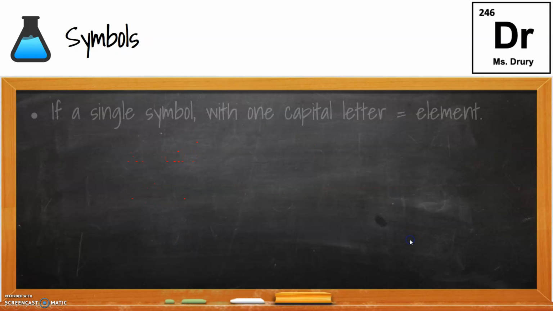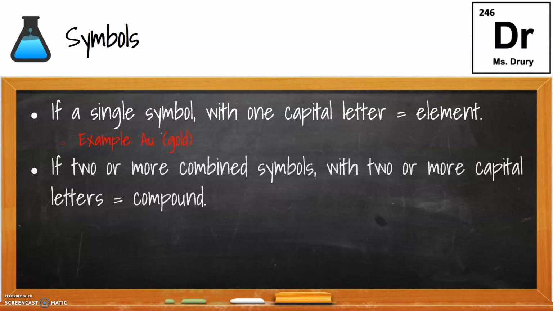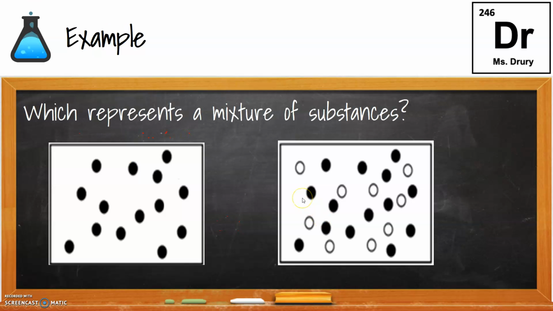So if it's a single symbol, remember, with one capital letter, that's an element. For example, Au is gold. The capital A is the first part of the element symbol. If two or more combined symbols with two or more capital letters, that's a compound. So PbO, the P is capital and the O is capital. But if you have a mixture, it's going to say aq. So which one is a mixture of substances? This might be an element, but this might be two different elements, so they're going to have two different symbols separated.